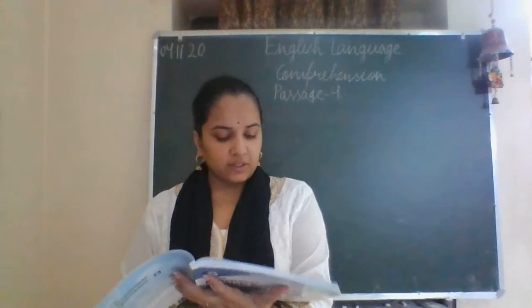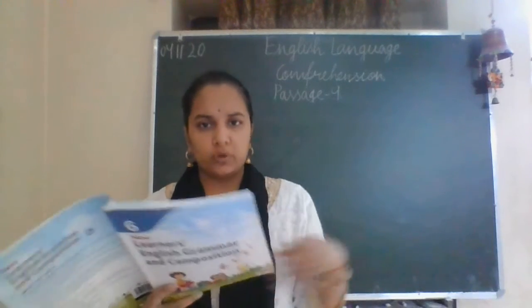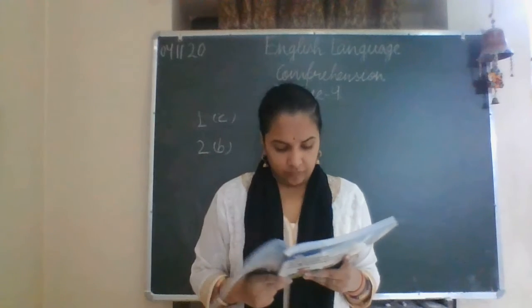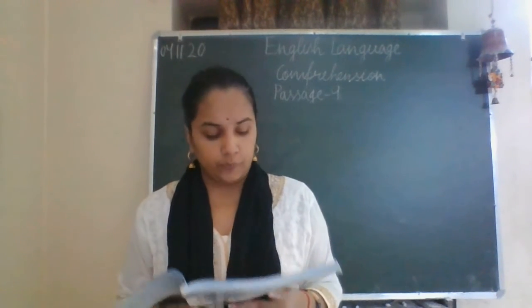Now we will start with passage 4. It is about the solar system, the sun and moon and their motion. Read the following passage carefully and then answer the questions that follow.